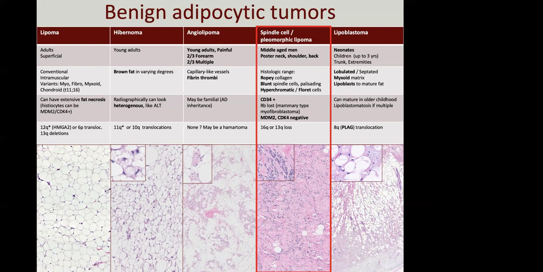So benign adipocytic tumors are listed here: lipoma, hibernoma being of brown fat, angiolipoma having clusters of capillary vessels, usually multiple, usually forearm, usually painful. This is probably a familial kind of inheritance. Fibrin thrombi in the lumen.